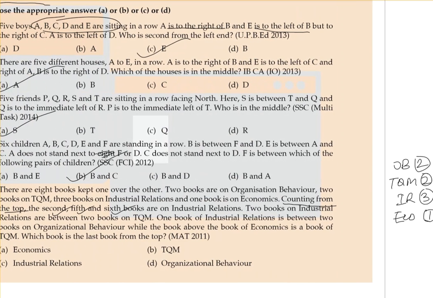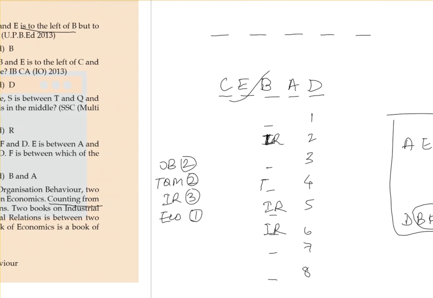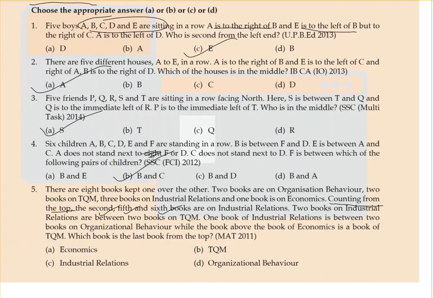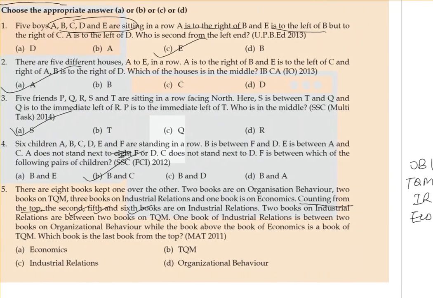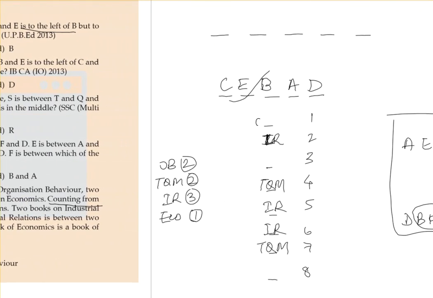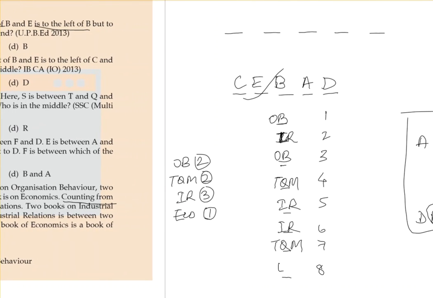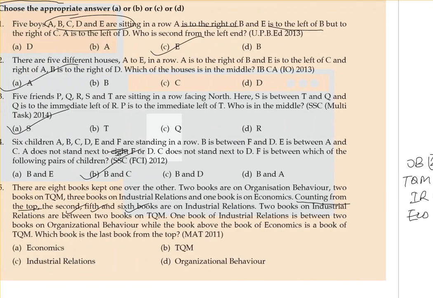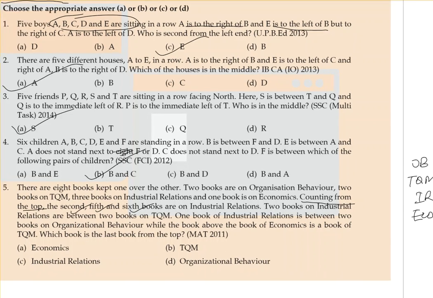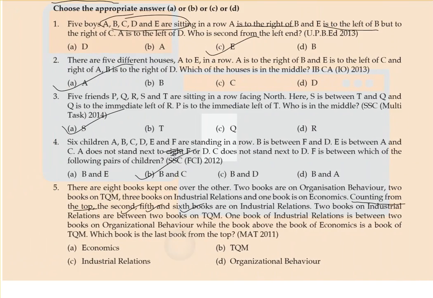2 books on IR are between 2 books on TQM. One book of IR is between 2 books on OB. The book above the book of economics is a book of TQM. Clearly. So the arrangement is here. Which book is the last book from the top? Economics. Done.